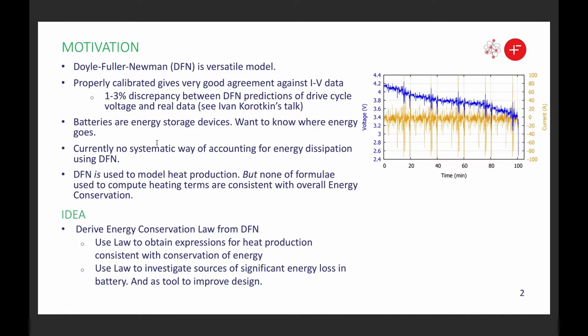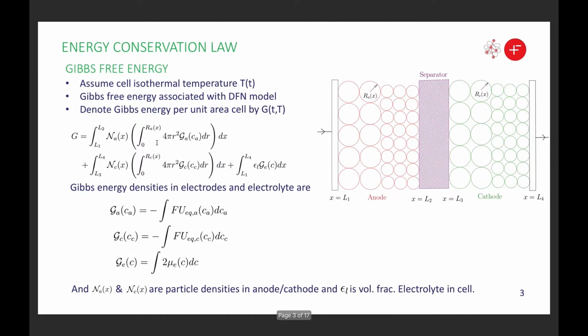But not only to do that, but to use the law to investigate where there are sources of significant energy loss in the battery, and therefore as a tool to improve cell design. So the energy conservation law is going to be couched in terms of the Gibbs free energy of the device, and it turns out that there's a natural Gibbs free energy that you can associate with the Doyle-Fuller-Newman model, and this formula here is what that Gibbs free energy looks like.